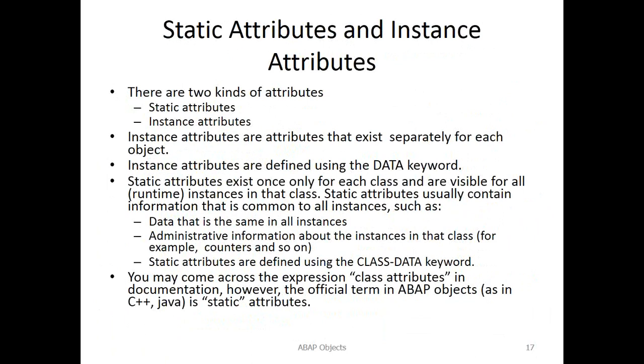What is the difference between static attributes and instance attributes? Static attributes are global, they use the global memory. Instance attributes take a copy of the memory. This is very important. Static attributes take direct memory access, and instance variables take a copy of the memory.